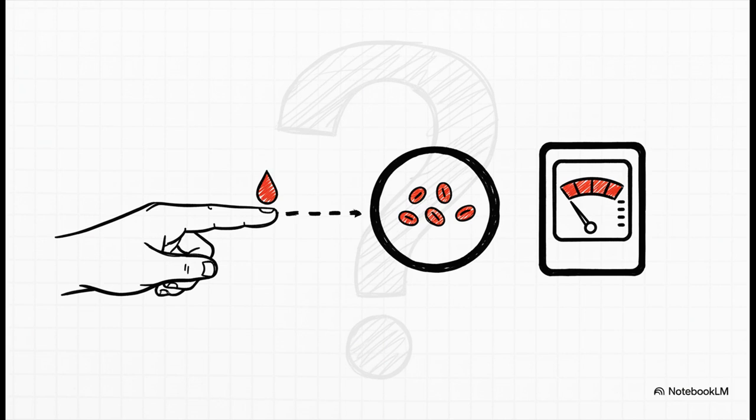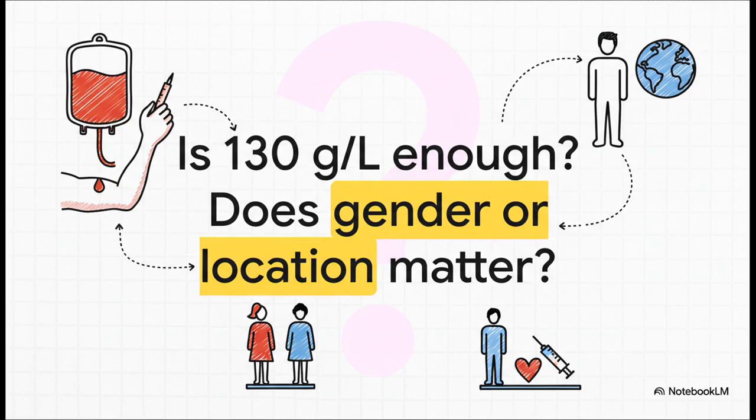Okay, on to the next case. A 45-year-old man walks in, says he feels great. You do the quick finger prick test, and his hemoglobin comes back at 130 grams per liter. So is 130 grams per liter good enough? And hey, does his gender matter here? What if this was a female patient? And just like before, how do the international guidelines compare? This check is absolutely crucial because the last thing you want to do is cause iatrogenic anemia. That is, anemia you caused in a perfectly healthy donor.